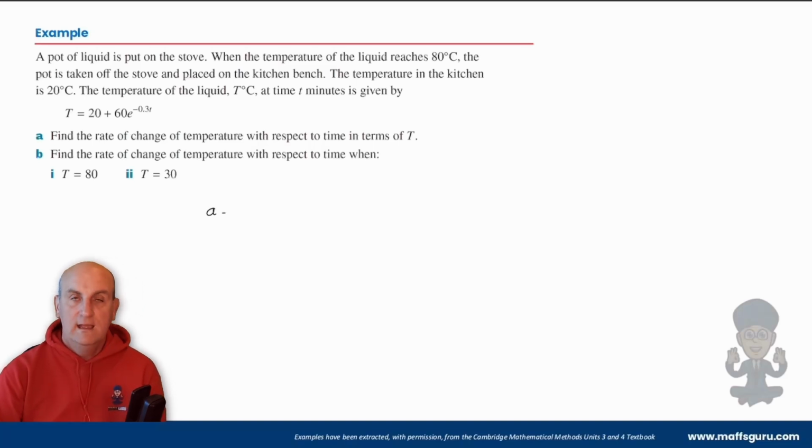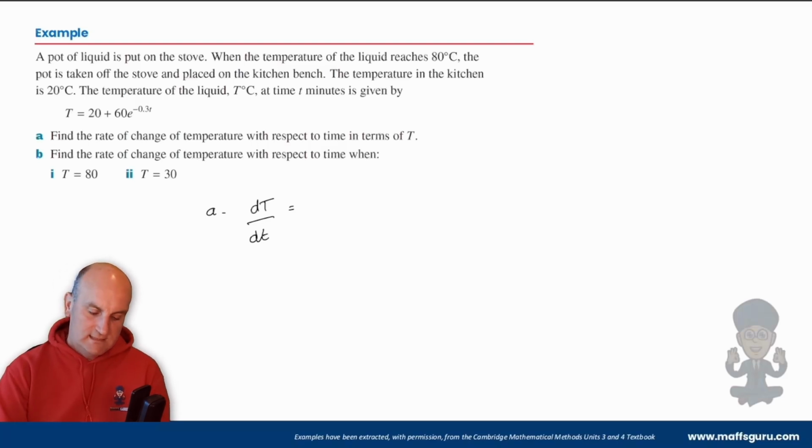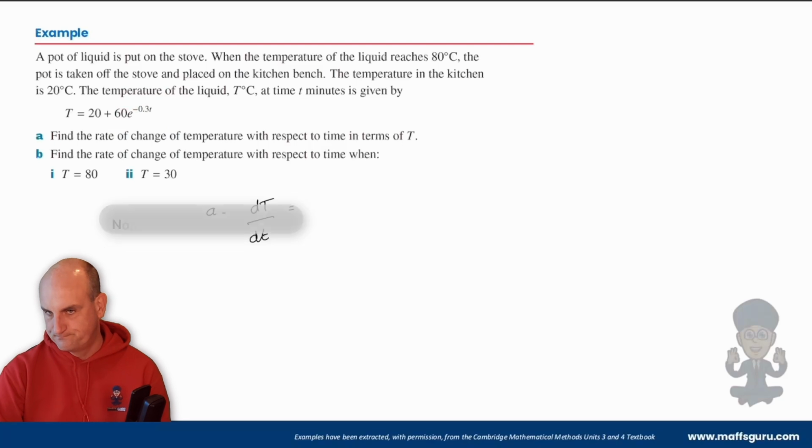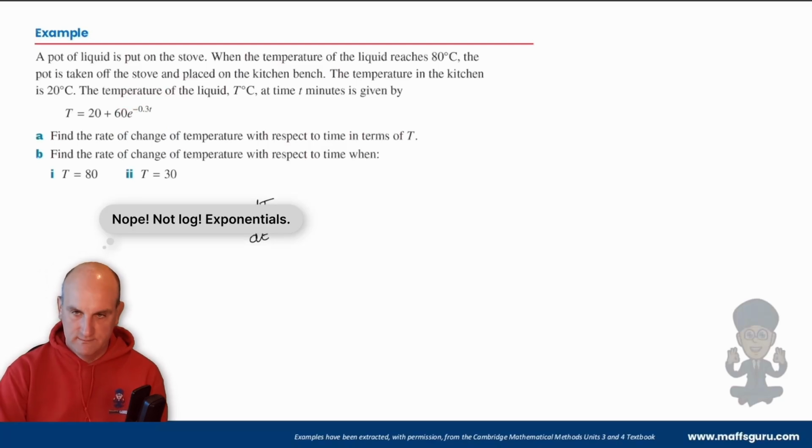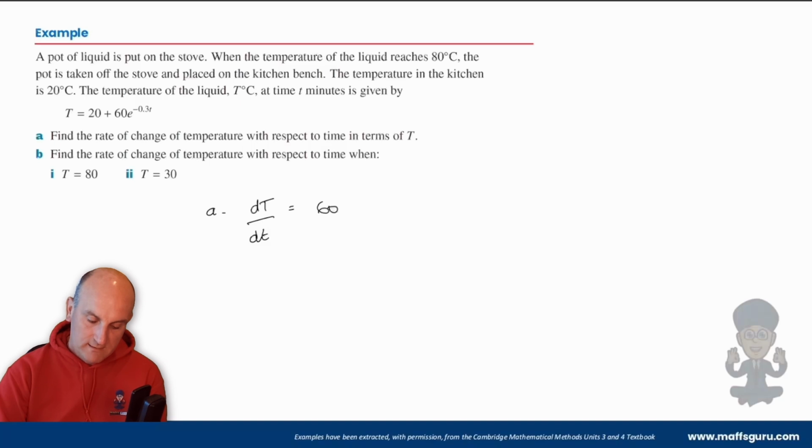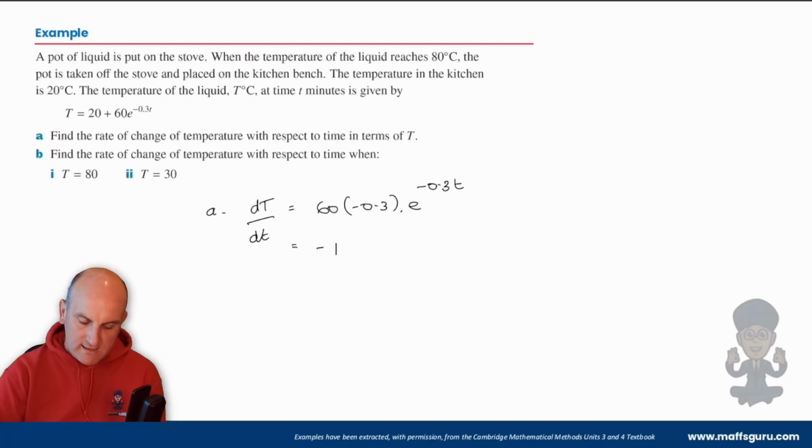So let's look at part A. And notice with all these application style questions, I try and think about what it might look like in real life. Find the rate of change of temperature with respect to time in terms of t. What they're really asking you then is dT by dt is equal to, well, 20 goes. When we differentiate natural logs, or rather exponentials, we're going to do minus 0.3 times 60. So we're going to do 60 times minus 0.3 times e to the minus 0.3t, which is going to give me minus 18e to the minus 0.3t. Ka-ching. Relatively simple question.